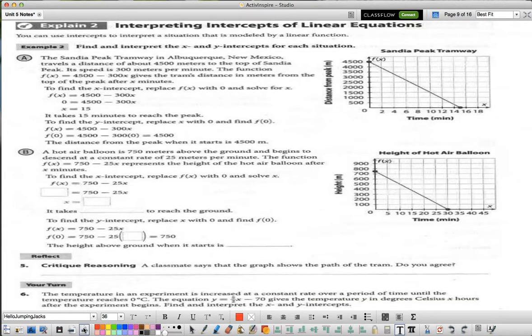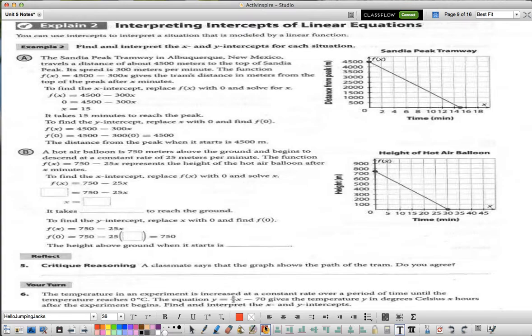All right, so now we're actually given a graph of situations. So in this case, we have the tramway and its distance from the peak. And we are going to find and interpret the x and y intercepts for each situation. So it's pretty easy to find them. Now, understanding what they mean is another point.